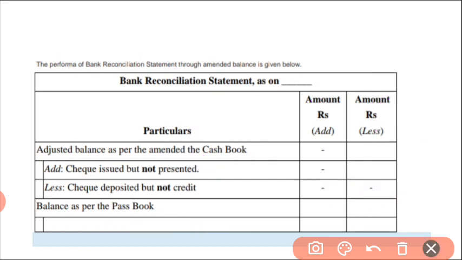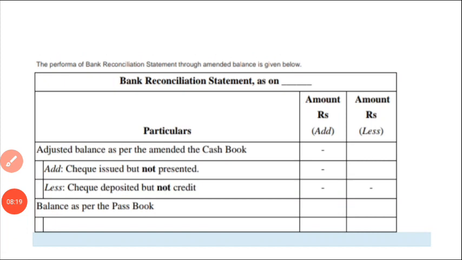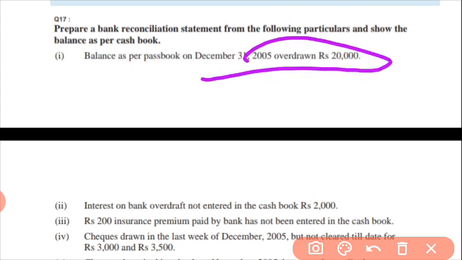Okay, is it clear? Is anybody having any doubt? No doubt. So now come to the question. See, our question is, prepare a bank reconciliation statement from the particulars, showing balance as per cash book. See, balance as per passbook is given. Just now we were studying that in the format balance as per cash book was given, but here the balance as per passbook is given, and overdrawn 20,000.